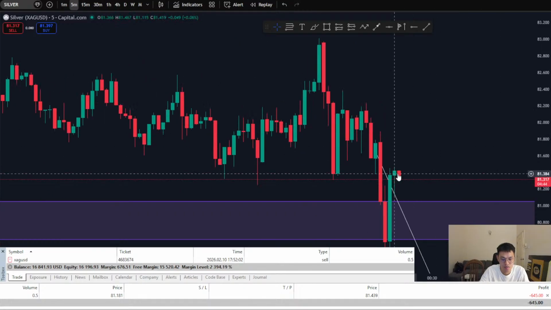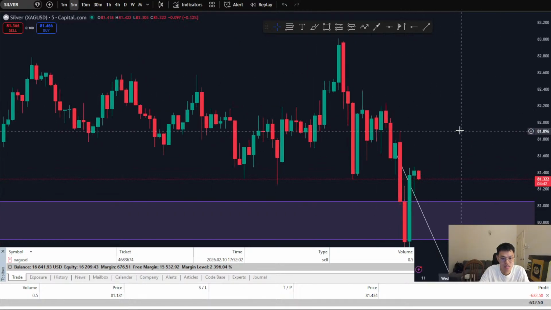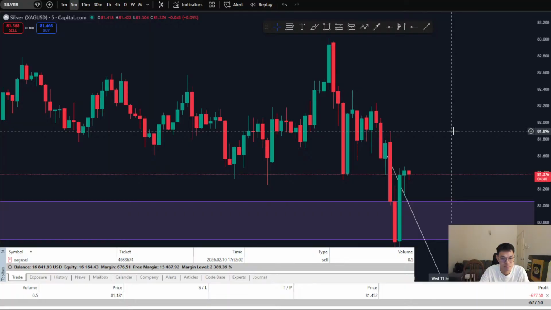Let's see whether the price will form the engulfing or not. Do you think that the price will form an engulfing or not? So guys can type in the chat box. What do you think, okay?